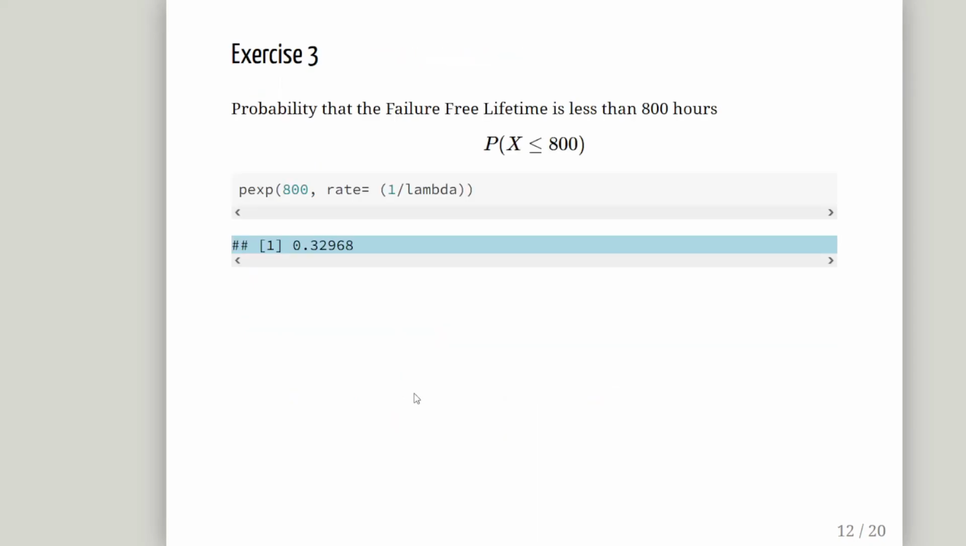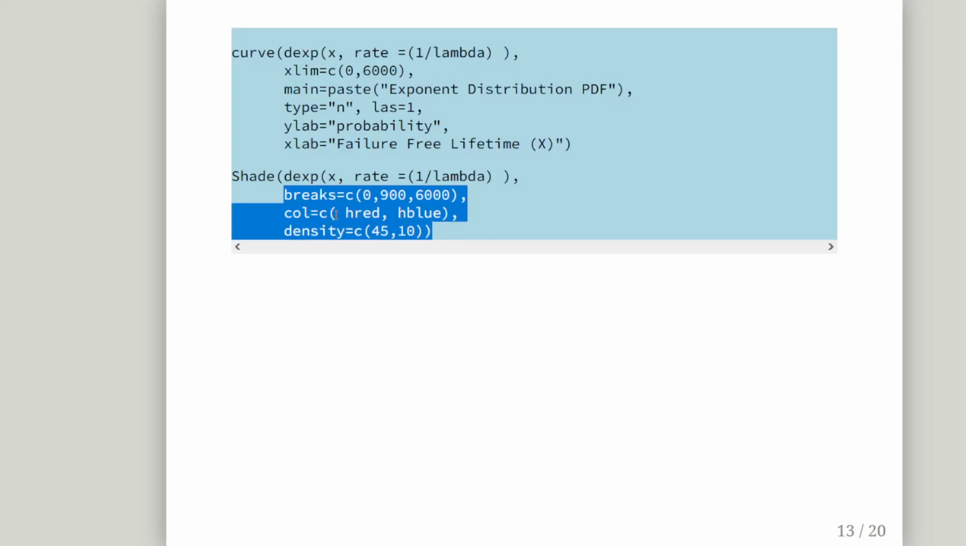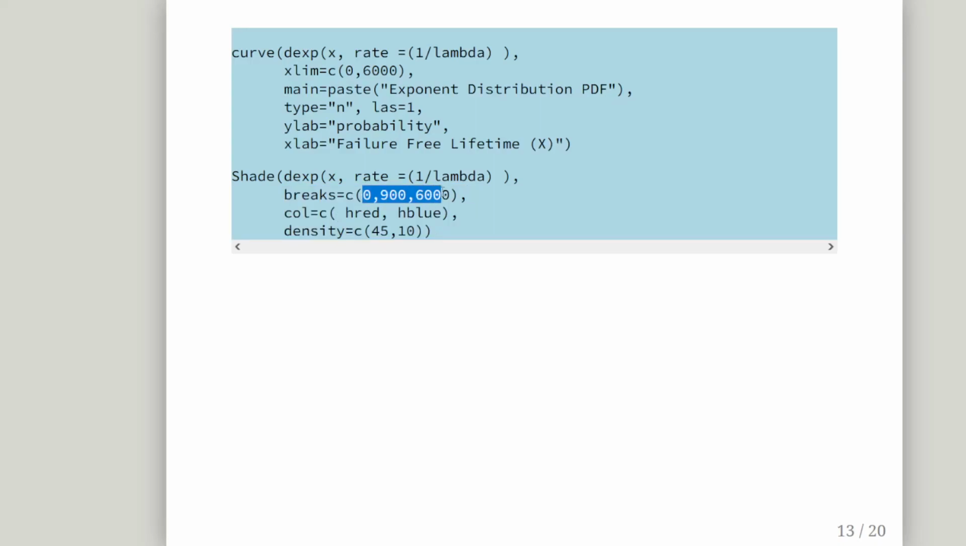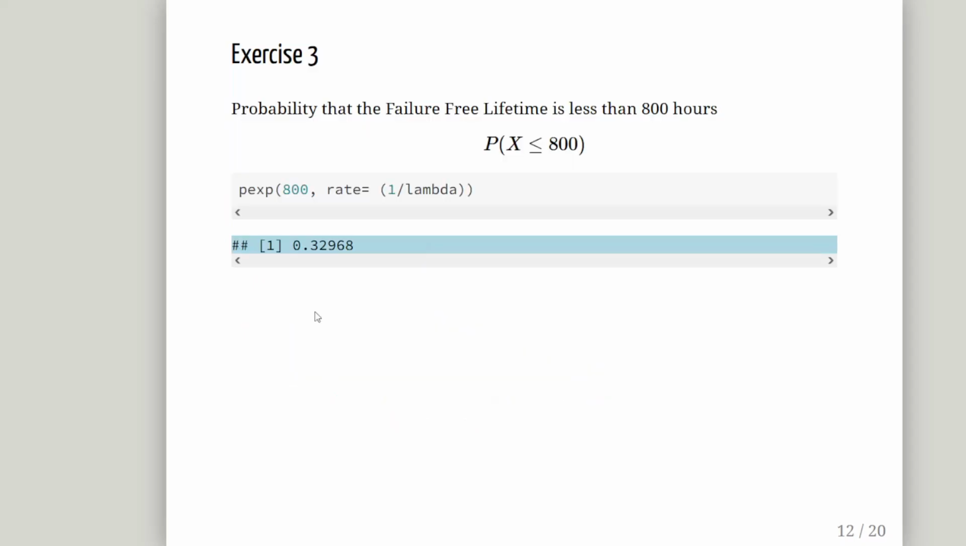Exercise three: the probability that failure-free lifetimes is less than 800 hours. Very straightforward, very easy question. pexp of 800, rate parameter equals 1 over lambda. So it's 32%, 0.32968. That's the code. I've just switched the order here. I changed the color order and the density order. Also, I've changed the breaks, so just watch out for that. The main difference here is the color order and the density order, because the probability I'm interested in I'm going to have in a very intense red. That's it there, and that corresponds to a probability of about 32%.